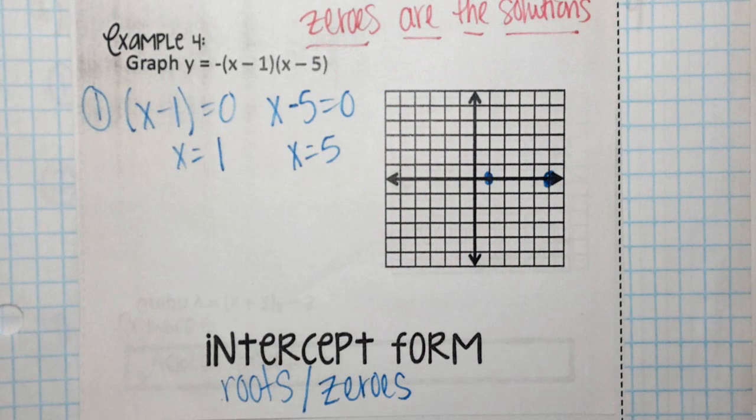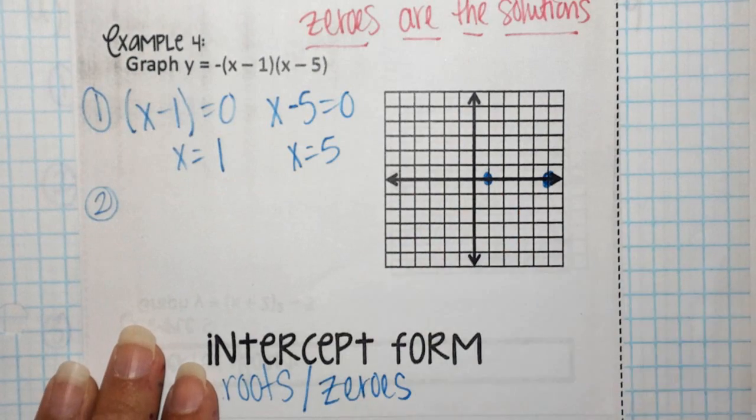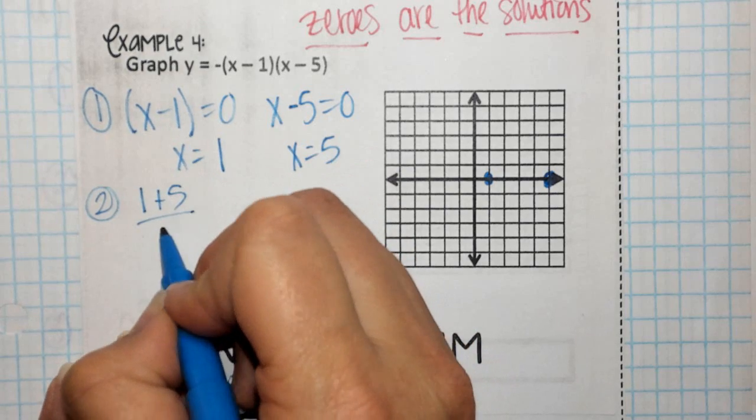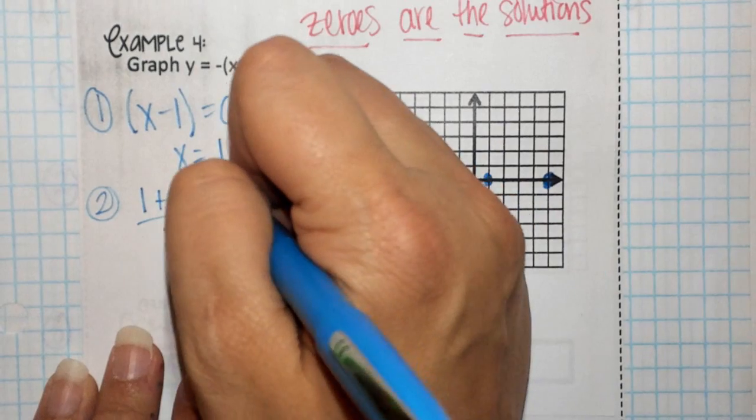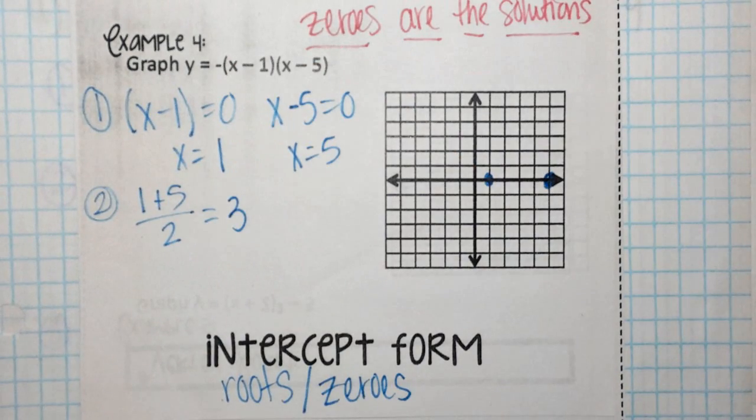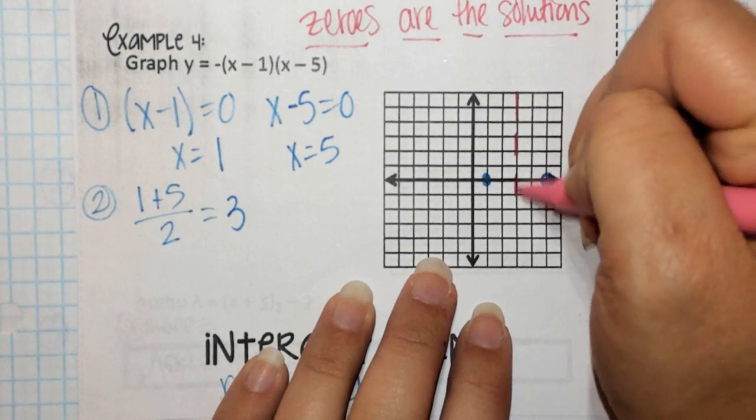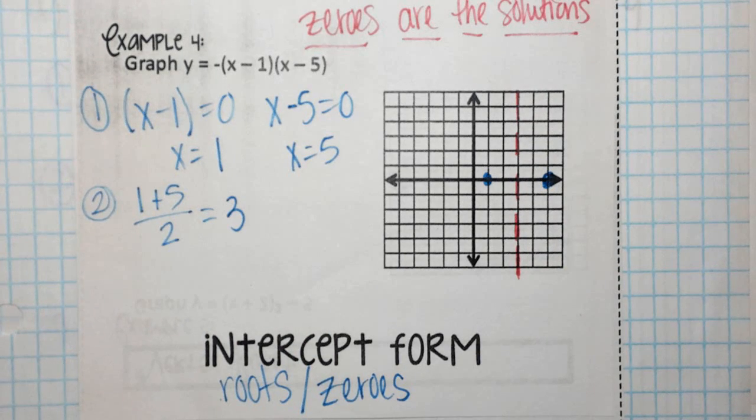So now that we have our zeros, what do we need to find? Your axis of symmetry. Which means we add these together and then divide by what? 2. So we do 1 plus 5, and we divide it by 2. What's 1 plus 5? 6. What's 6 divided by 2? 3. So where are we going to put our axis of symmetry? 3. Do we have to draw that every time? Yes. It is mandatory. It is imperative to the safety of the nation.